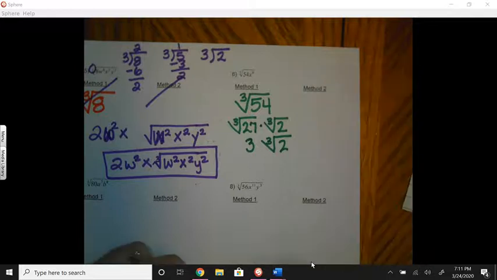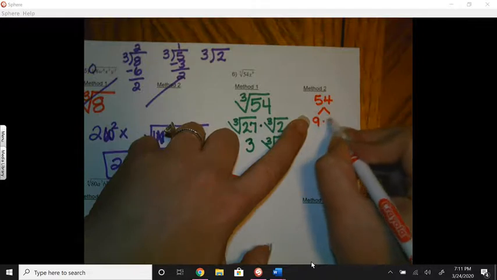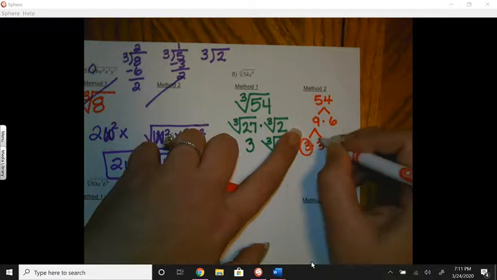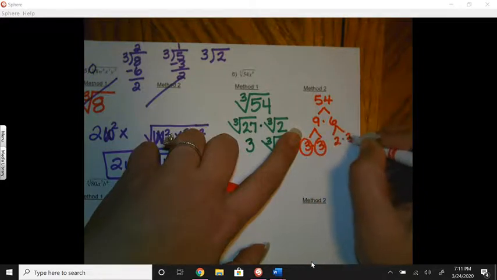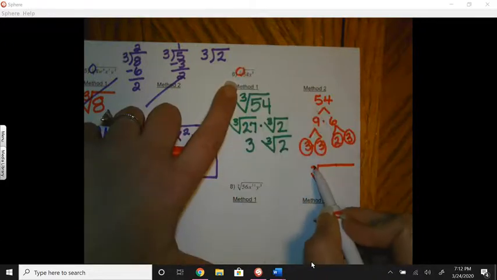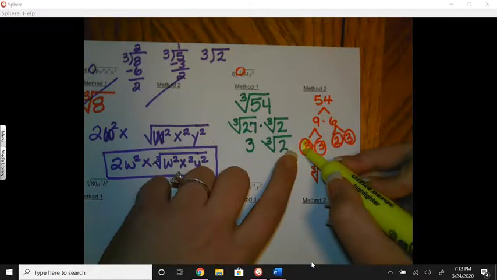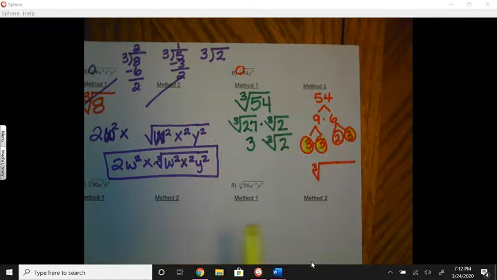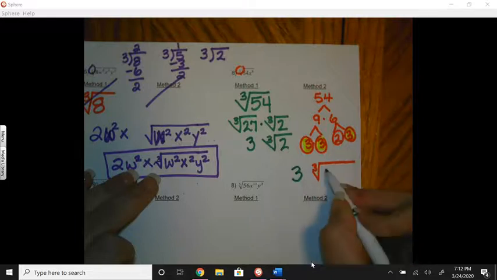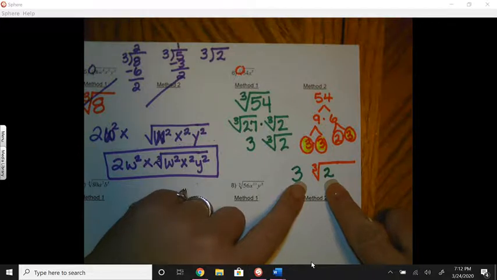Okay, now if we want to use method 2 instead, we would pick any two numbers we want. So we could pick 9 times 6, that multiplies to 54. And then we'd have 3 times 3 here, and 2 times 3. And then our index is a cube root. So this time we're looking for a group of 3 of a kind. And so these 3 team up, but only one makes it out. And then we have the 2 left inside. So you can see we get the same answer using a different method.